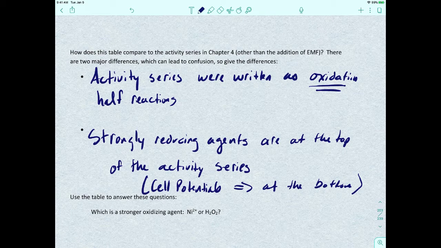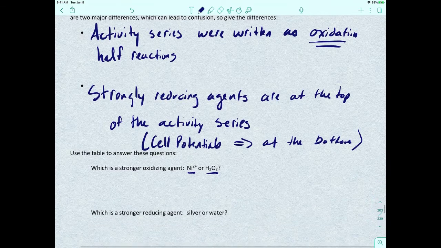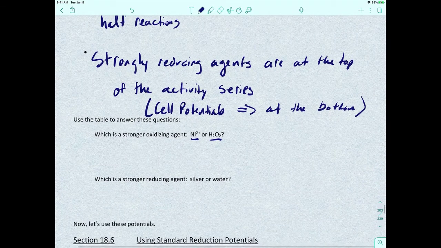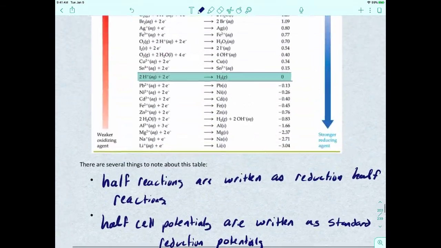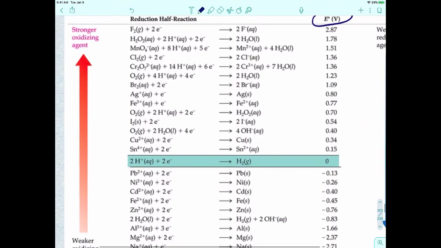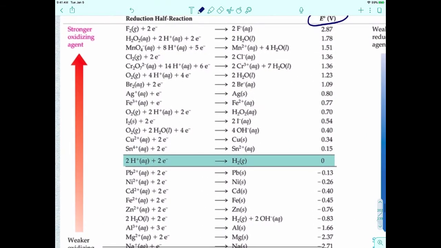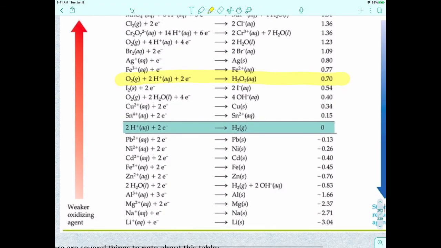Which is a stronger oxidizing agent? Nickel 2+ or hydrogen peroxide? So what we're going to do is go to the table and find those two. All right, so looking at the table, we want to find hydrogen peroxide, and let me highlight it. It's right here. All right, and then nickel 2+ is right there as well.